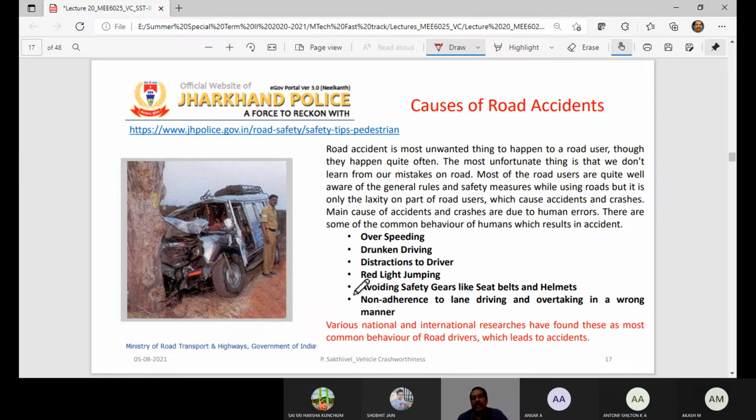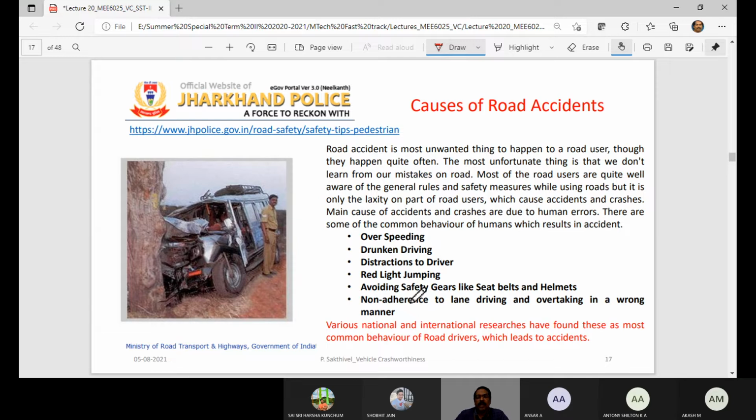Then drunken driving. That's a very important thing, as many adolescents and most people do drink and then drive. That is the main reason for accidents. We could see in the news many times that people on the road are being struck by cars, expensive cars, and the drivers go. This is all because of such unwanted acts. And distraction of the driver. There are many advertisement boards on the roadways, and drivers get distracted, and then it all happens.